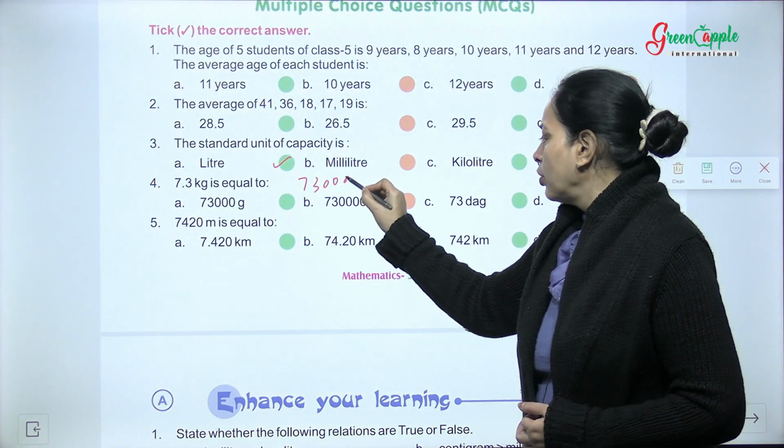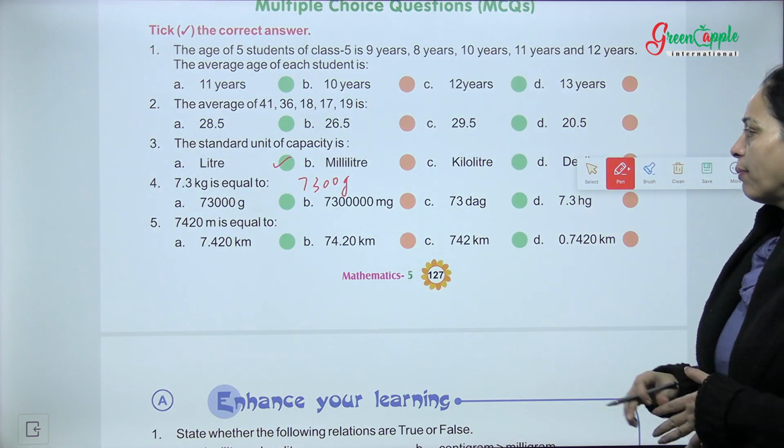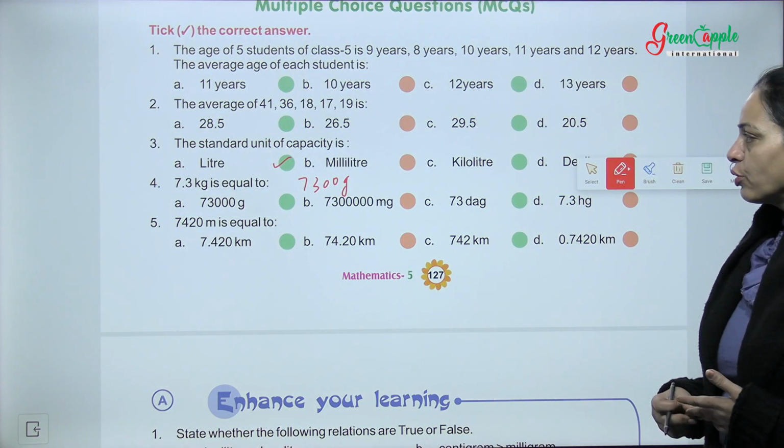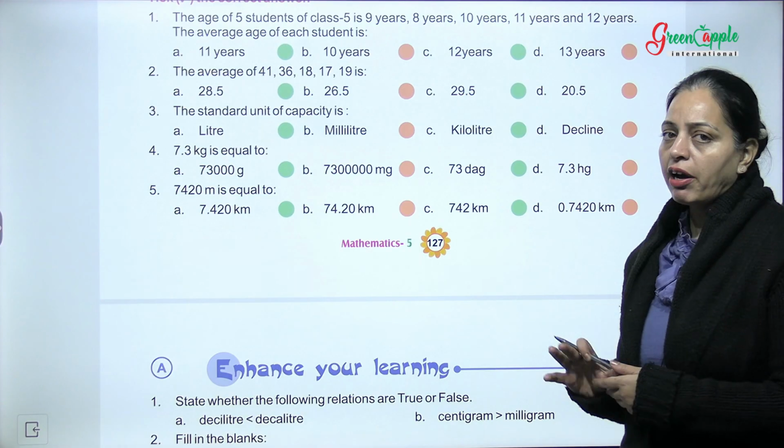7300 gram. So this is not correct. So similarly, you can change into milligram. So decagram में करेंगे, hectogram में करेंगे, then you will get the answer. So similarly, you can try remaining parts.